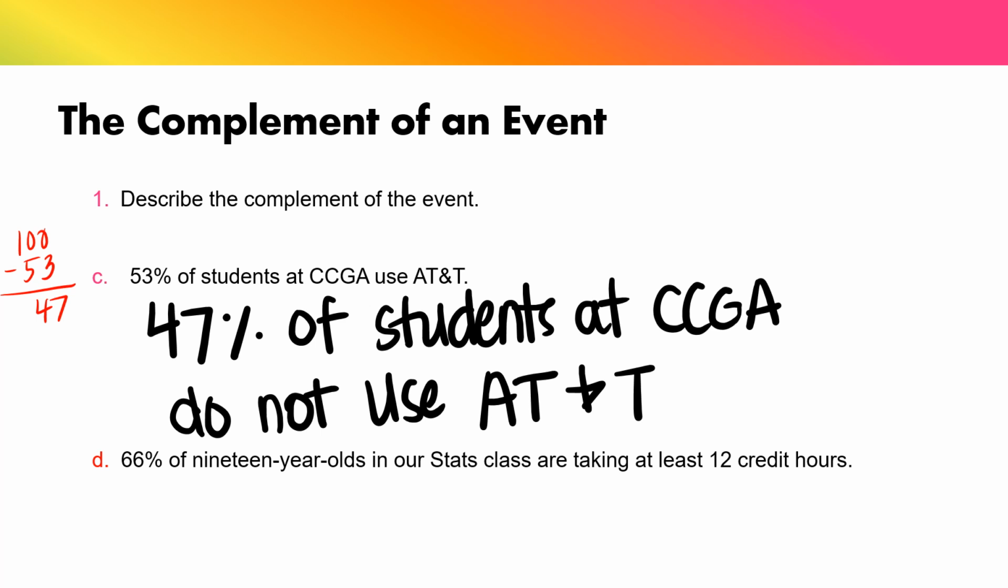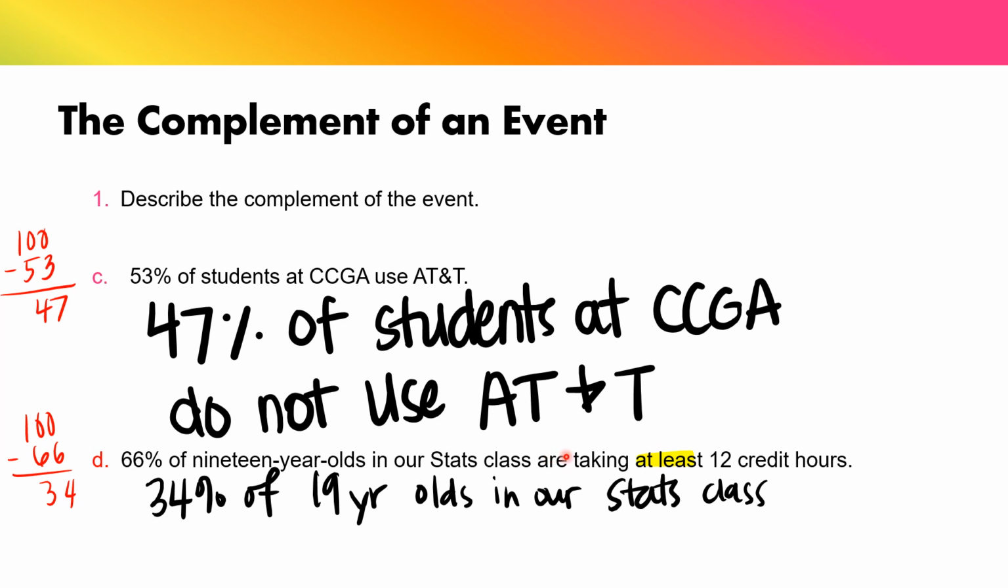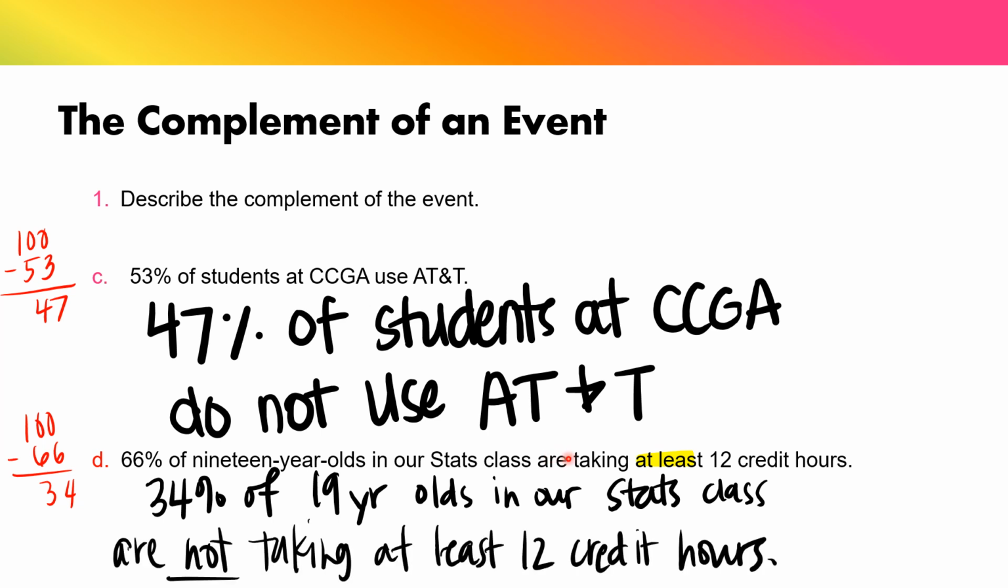And then this last one is a little bit harder because it's got some tricky wording. It says 66% of 19-year-olds in our stats class are taking at least 12 credit hours. First we have to figure out what's the opposite of 66%. That would be 100 minus 66, which is 34. So 34% of 19-year-olds in our stats class are not taking at least 12 credit hours.